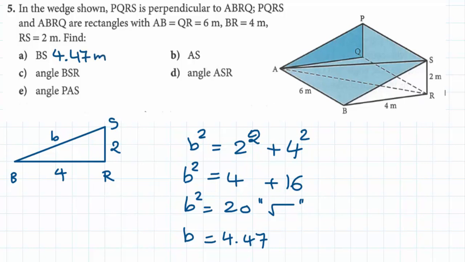This one is also in meters. Part B, AS, this diagonal. We have to find AS and AR. We have to find AR first, then we will be able to find AS. If we look at this triangle, because AS is a part in 2 triangles, we need to find AR, then we will be able to find AS.